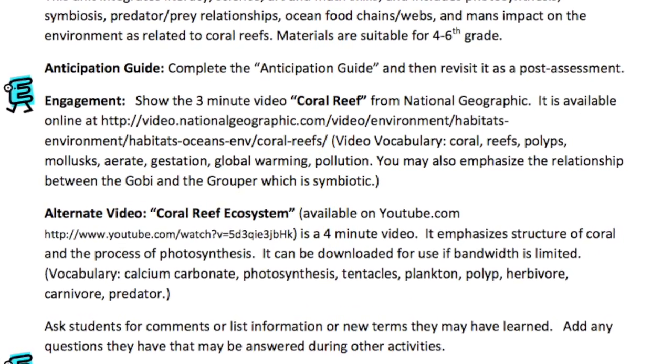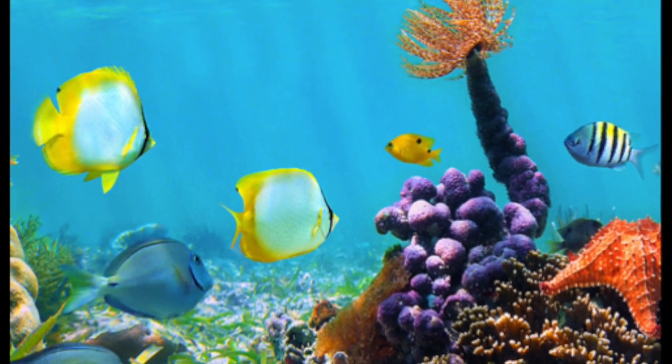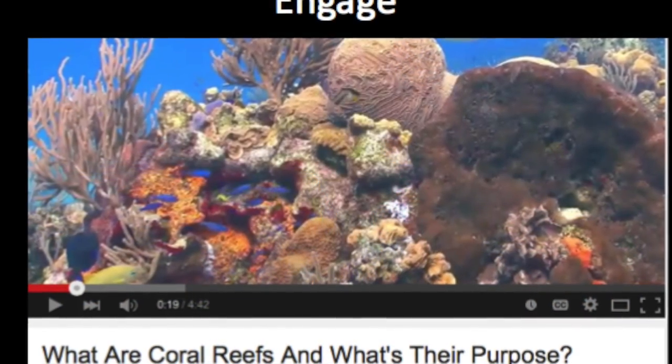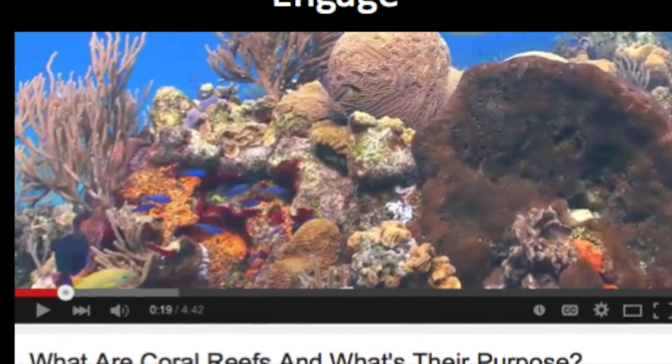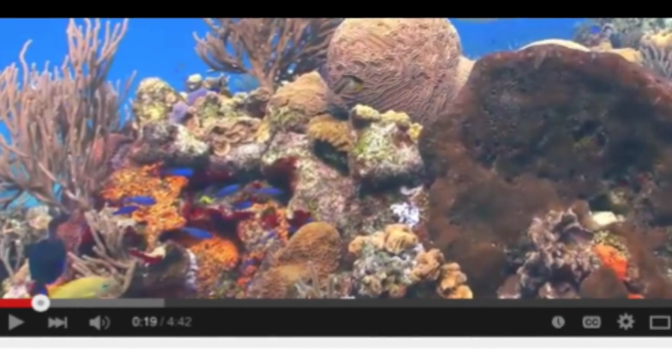Here is an example of a lesson plan. This lesson is intended for 4th to 6th grade students and will teach them about coral reefs. The engagement portion of this lesson involves showing a video on coral reef ecosystems. Ask students for questions or comments about new terms that they learned.